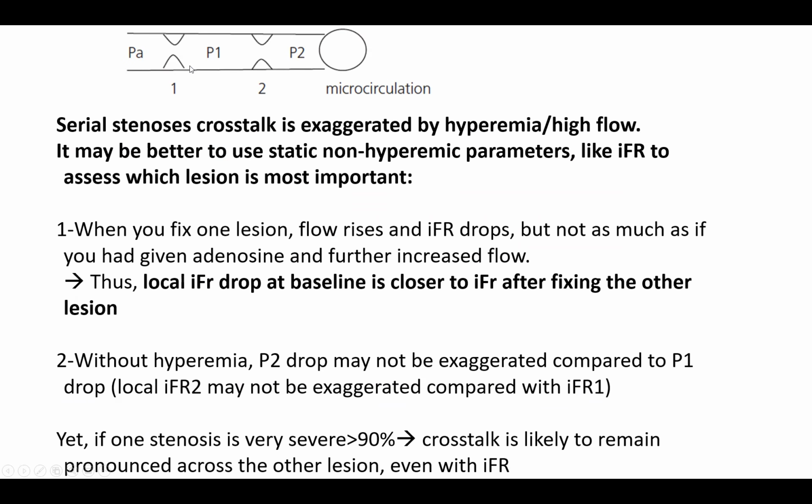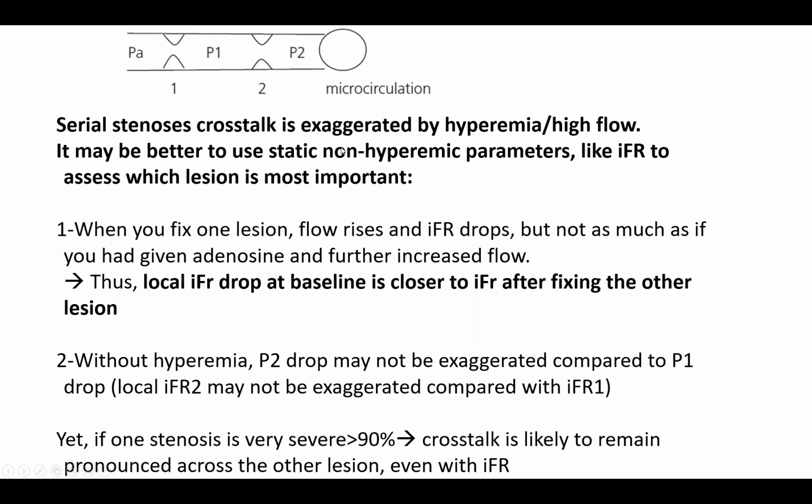The higher the flow, the more you will have a pressure drop across each lesion had you not had the other one. And therefore, the more you underestimate it by the presence of the other lesion. So serial stenosis crosstalk is exaggerated by hyperemia and high flow.